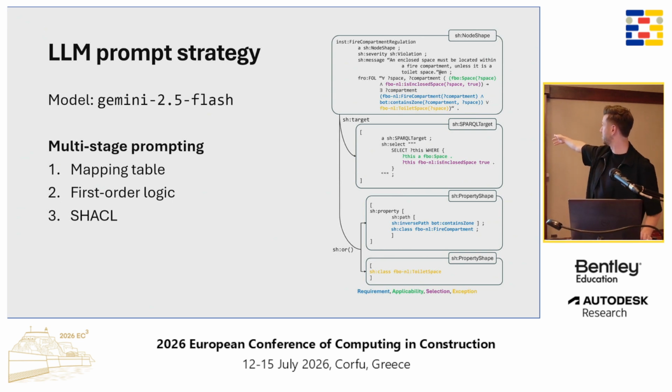So this on the right side is a SHACL shape that was converted by the pipeline, and it contains in the top box this SH message, which is the original textual regulatory statement. Then it creates the first order logic representation of that statement. And the rest is machine executable code, which is the SHACL thing.